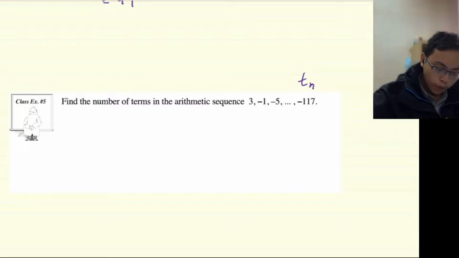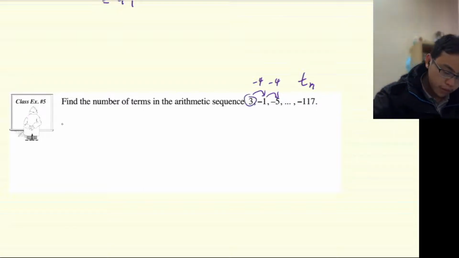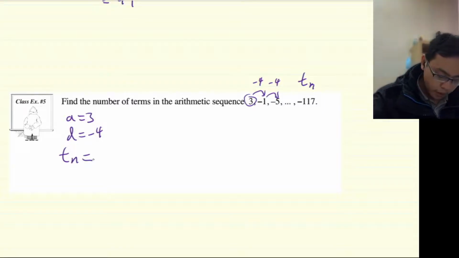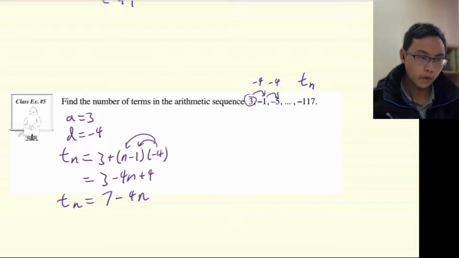And so we have the common difference though. 3 to -1 is -4. -1 to -5 is -4. We have the first term. So a is 3. d is -4, which means that the general term Tn is going to be 3 plus n minus 1 times -4. And let's go ahead and expand that bracket first. That's 3 minus 4n. Minus 4 times -1 is plus 4, which simplifies to 7 minus 4n. So that's the general term of this sequence.